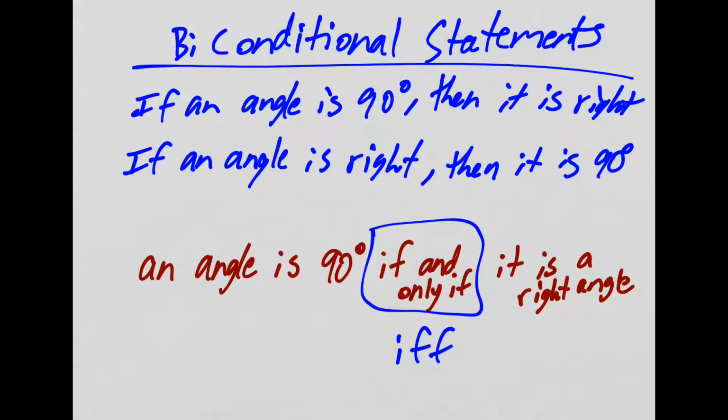An example of a biconditional statement: if an angle is 90 degrees, then it is right. That's our conditional statement, and we take the converse by switching these around and say, if an angle is right, then it is 90 degrees. If both of these are true, then that's considered a biconditional statement, and we can write it like this: an angle is 90 degrees if and only if it is a right angle. And one way to shorten that if and only if is to write an if with two f's. Notice we don't have an if and a then in these biconditional statements.